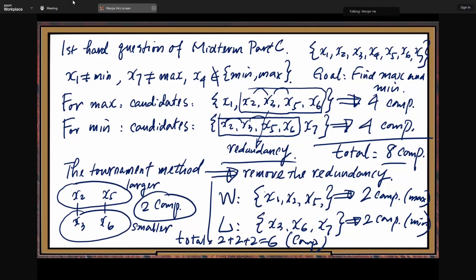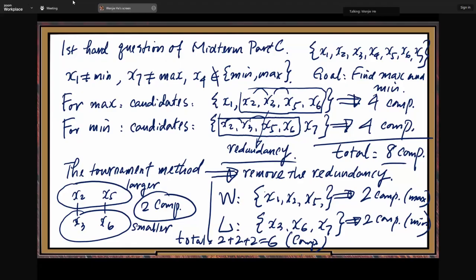Okay? Yeah, so many students. This is one of them; another similar question also needs the tournament method. I noticed several questions need us to use the tournament method. So don't forget that tournament method.